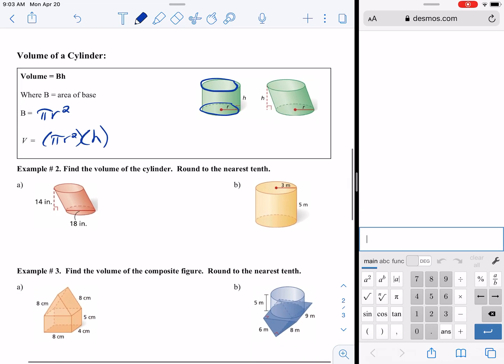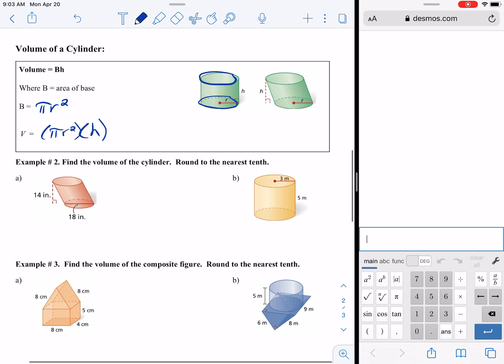All right, let's practice that together on letter A, and then you guys can try example B on your own. So the two base circles have a diameter of 18. So for volume, pi r squared, remember the diameter is 18, then the radius would be 9. So pi times 9 squared times the height of 14.